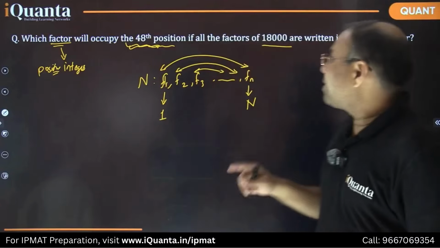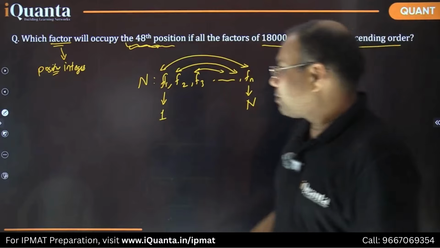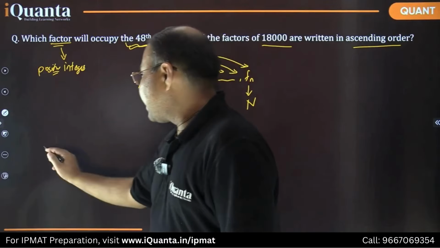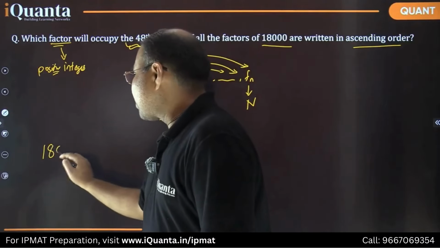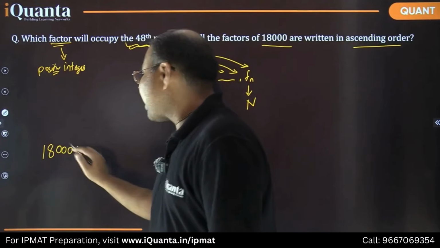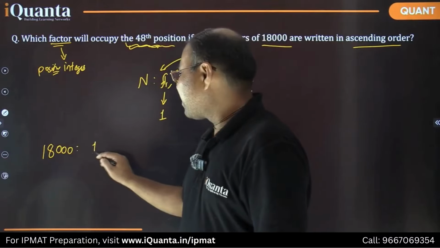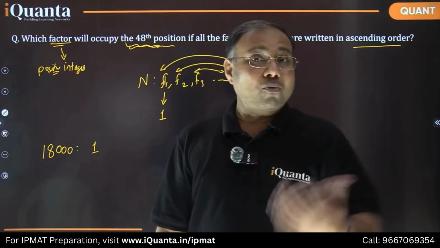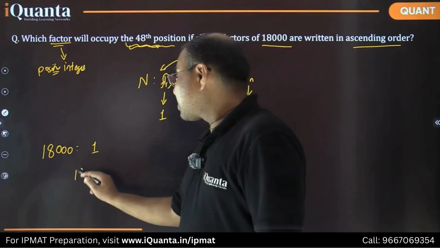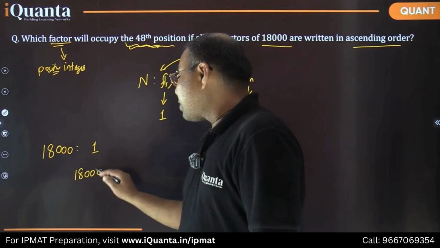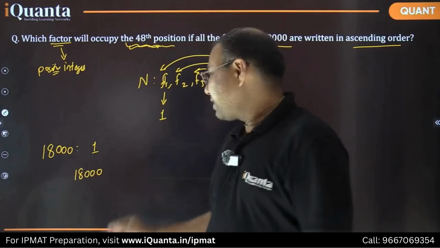Fine. So here we have the number 18,000. Can you tell me what is the smallest factor of 18,000? It is 1. And what is its largest factor? Of course 18,000. You can verify yourself. So what is the product of these two numbers? It is 18,000. Let's continue.